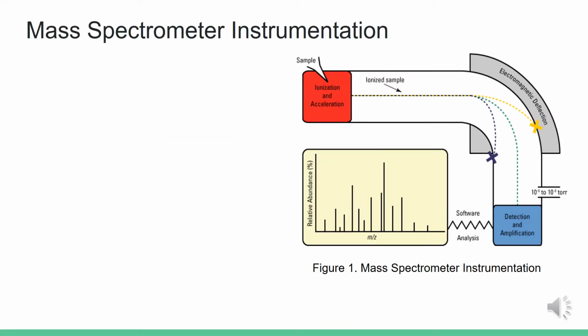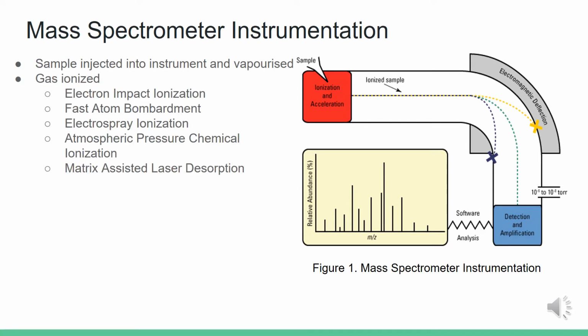As shown in Figure 1, a mass spectrometer consists of a sample injection port, vaporization heater, ionization source, magnetic or electric field, and a detector. A sample containing atoms or molecules of interest is injected into the mass spectrometer through the injection port. The sample is then vaporized by a heater and ionized.